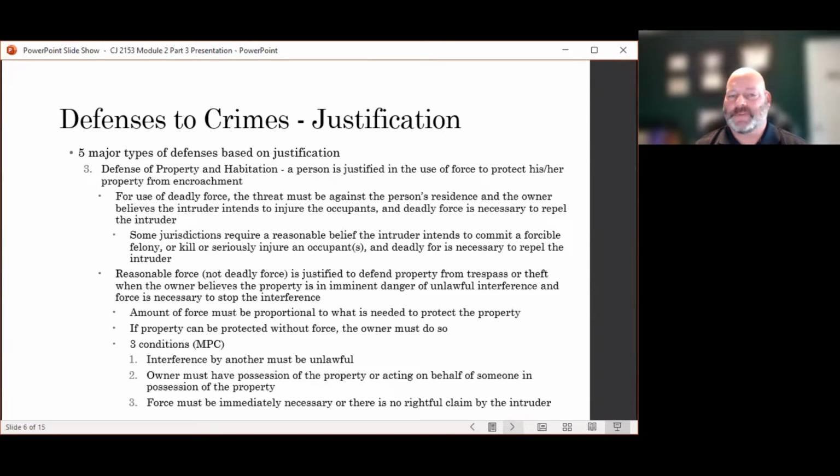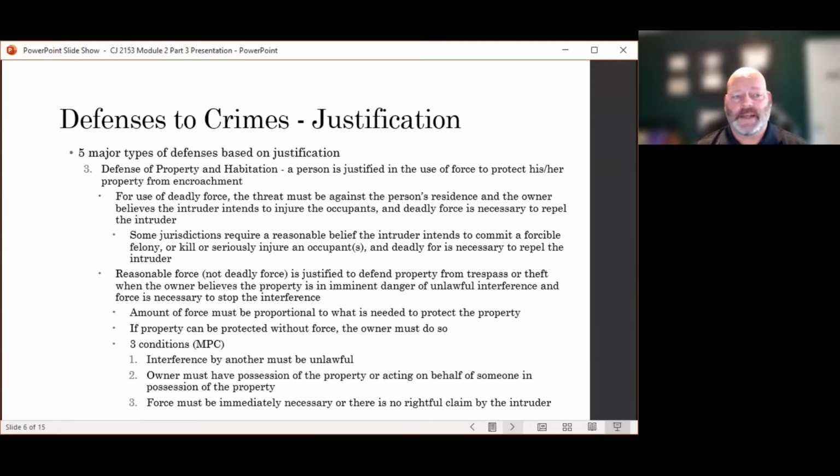The third type of defense based on justification is the defense of property and habitation. A person is justified in the use of force to protect his or her property from encroachment. For the use of deadly force, the threat must be against the person's residence, and the owner believes the intruder intends to injure the occupants, and deadly force is necessary to repel the intruder. Some jurisdictions require a reasonable belief that the intruder intends to commit a forcible felony or kill or seriously injure an occupant, and deadly force is necessary to repel the intruder.